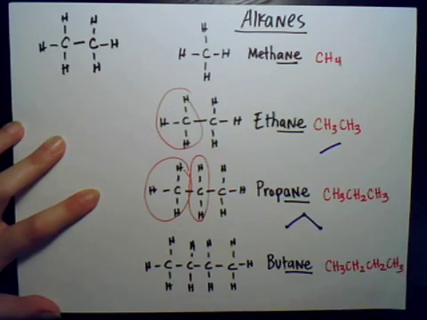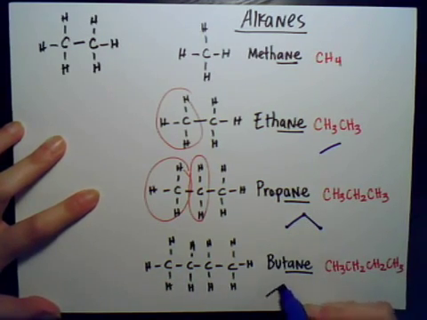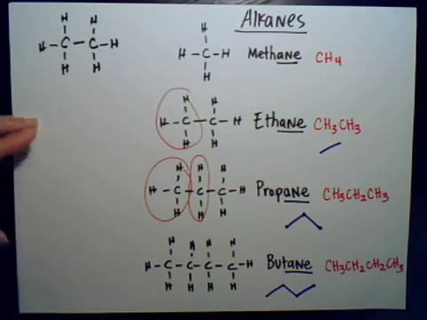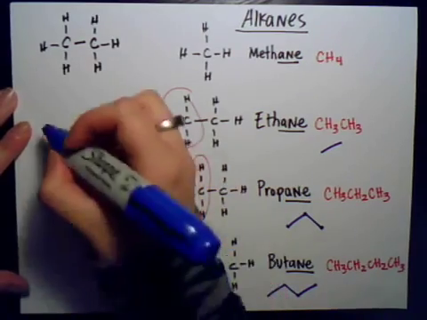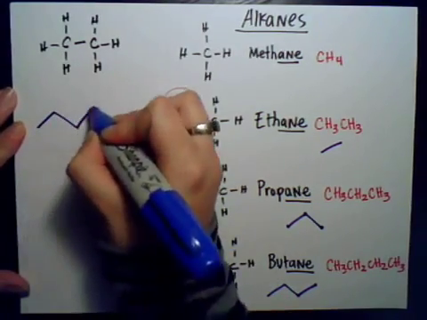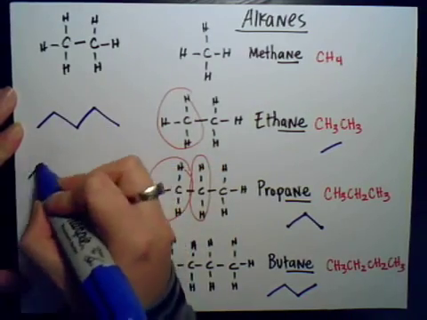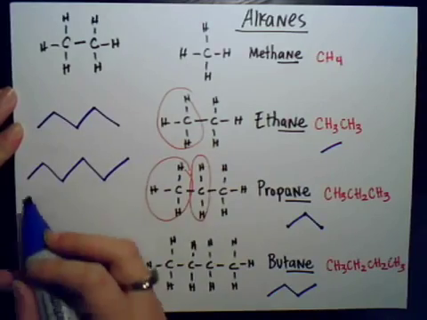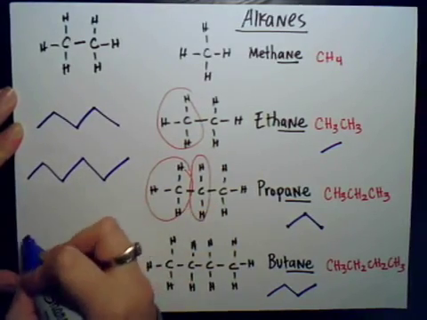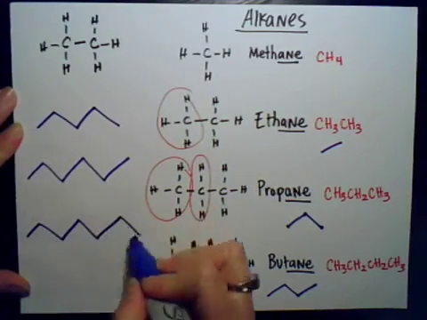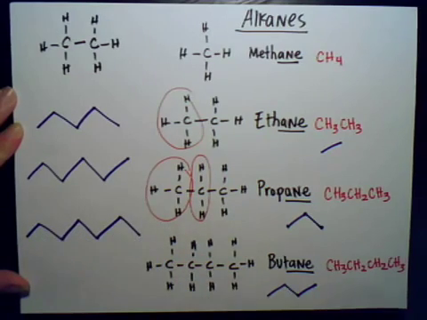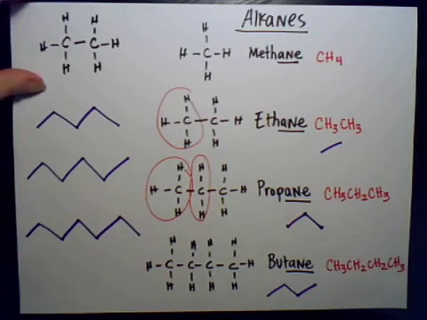In butane, you're going to have 4 carbons, so it'll look like this: 1, 2, 3, 4. Pentane would look like this: 1, 2, 3, 4, 5. Then that'll be hexane, 5, 6, and then 3, 4, 5, 6, 7, heptane. And so on and so forth. So that's how you would do that.